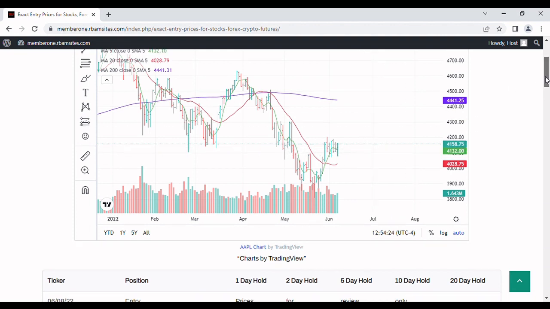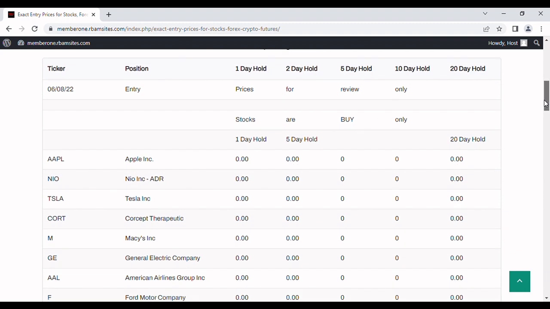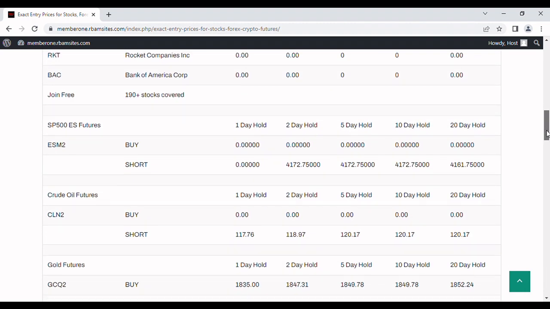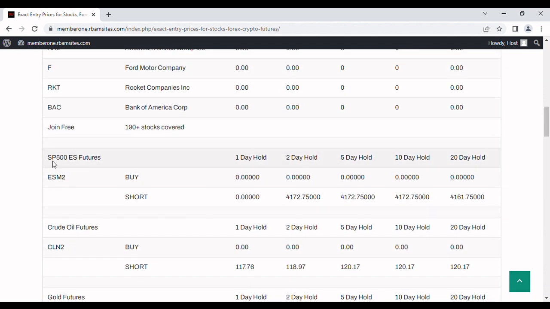So let's take a look at how our prices come into play. We have algorithmically generated prices down here. We're looking at stocks now. Let's scroll down and get the S&P 500. So here's our futures. So this is the S&P 500. ES is the ticker symbol for the E-minis.